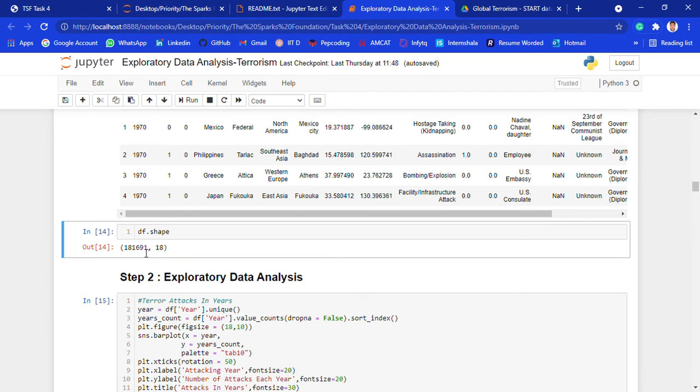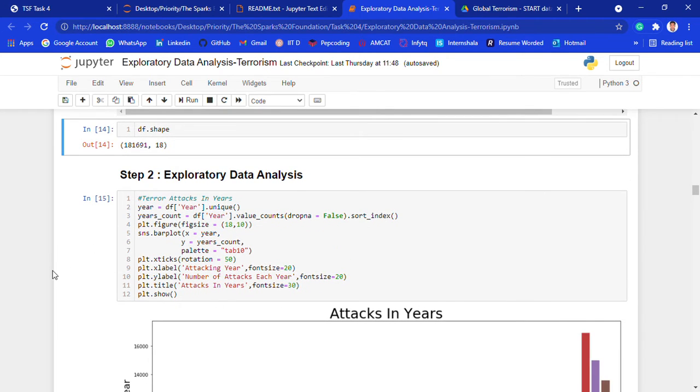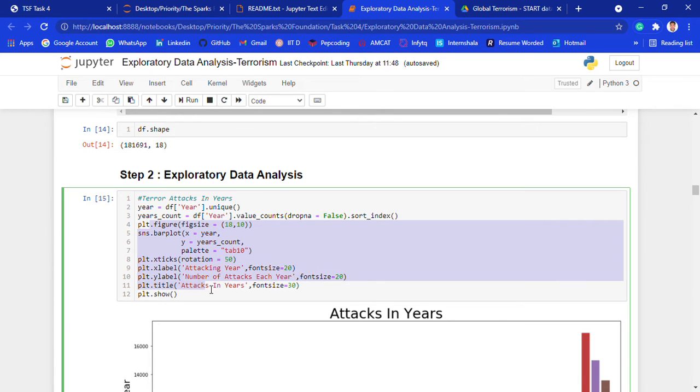These are the number of rows present in our data set, and these are the columns that are present in the data set. The second step would be the exploratory data analysis, and here I have tried to plot the graphs using the Seaborn library and the Matplotlib library.